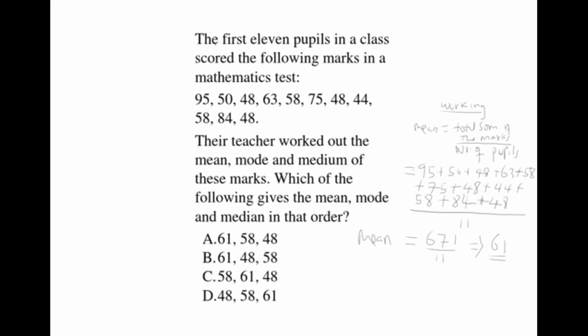So that is the mean. We want to calculate the mode. Mode is the number which occurs most times. So we look at the marks that occurs most times. So when we count, for example, 95 is 1, 50 is 1, 48 is 1, 2, 3. So you find that the mode is 48, because 48 is occurring 3 times. So the mode is 48.